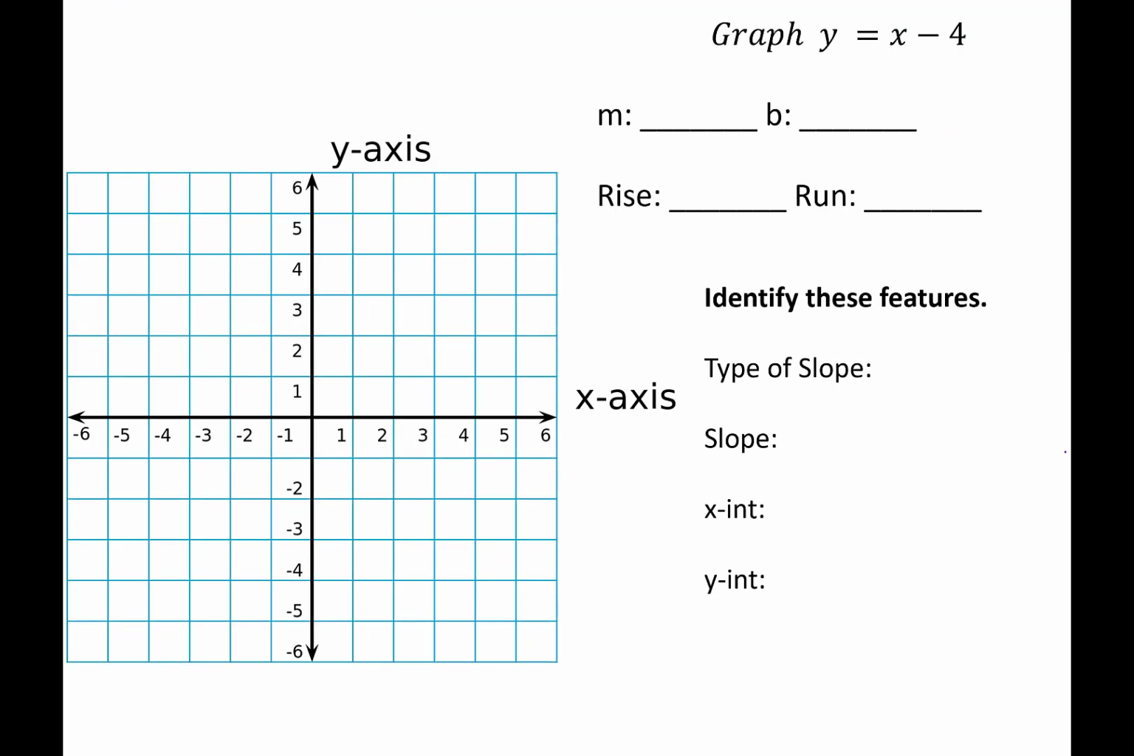So let's look at our next one. I've got y equals x minus 4. So what is my m and what is my b? Well, I can easily pick out my b, right? It's the -4. 0, -4. Okay? My m, well, what is my m? What number is multiplying there to x? So remember, my m is that invisible 1.